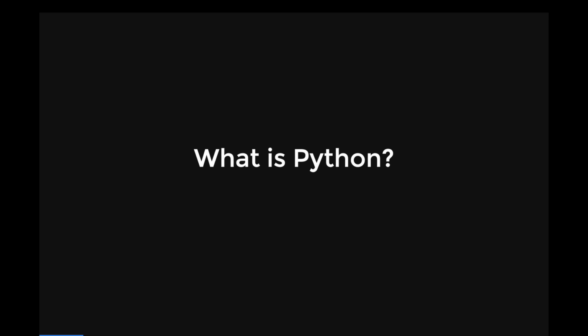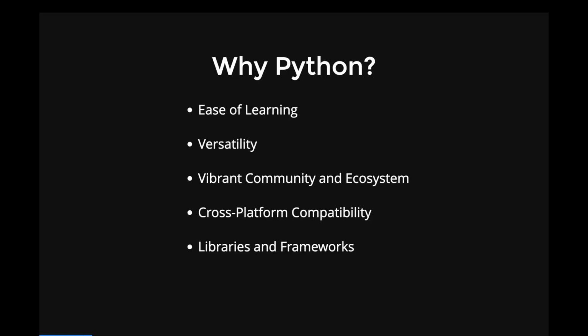What is Python? Python is a general purpose programming language, meaning it can be used for a wide range of applications. It features a clean and elegant syntax that emphasizes readability, making it easier to write and maintain code. Python's design philosophy emphasizes code readability with its notable use of significant whitespace. Why Python? There are several reasons why Python has gained immense popularity among programmers and organizations.